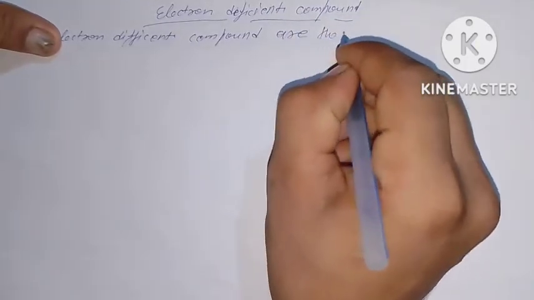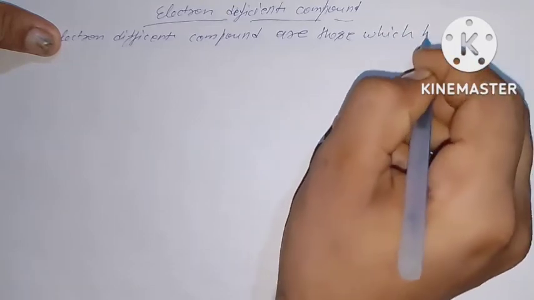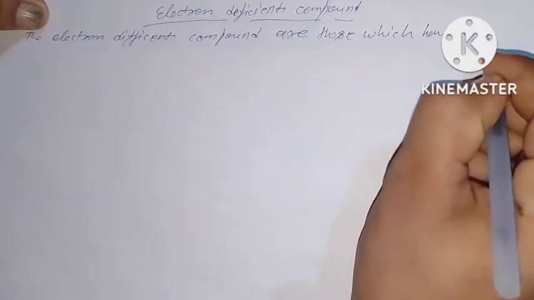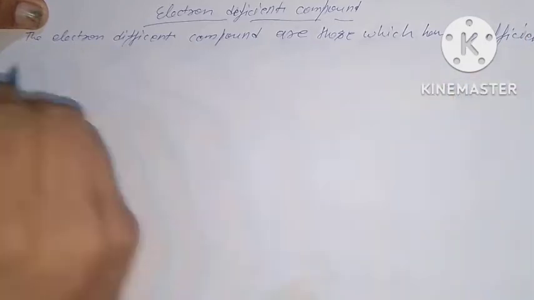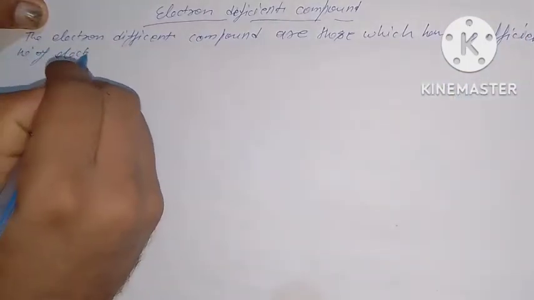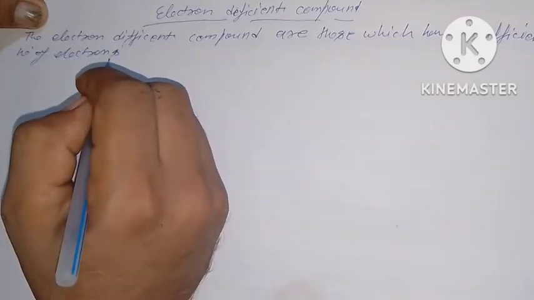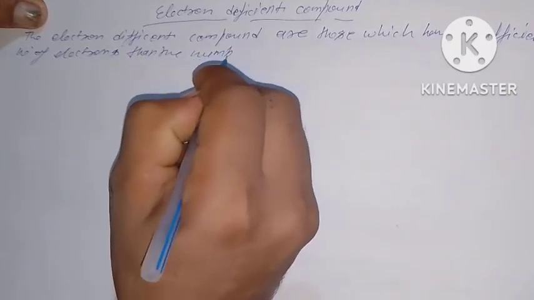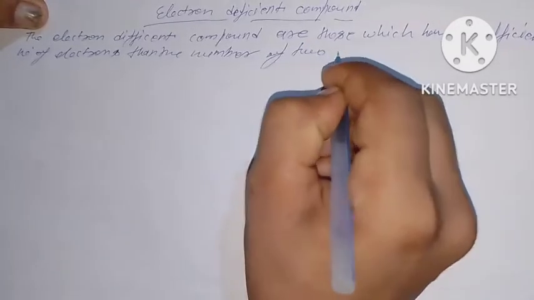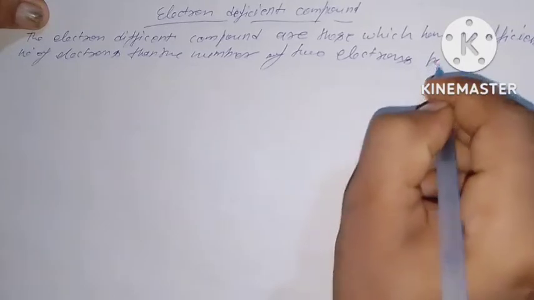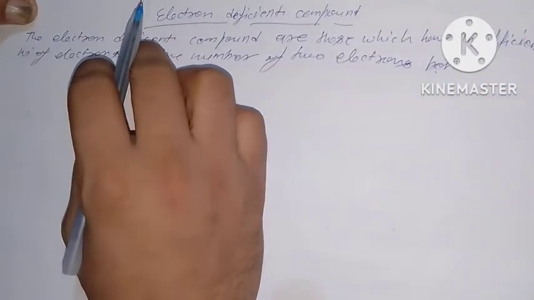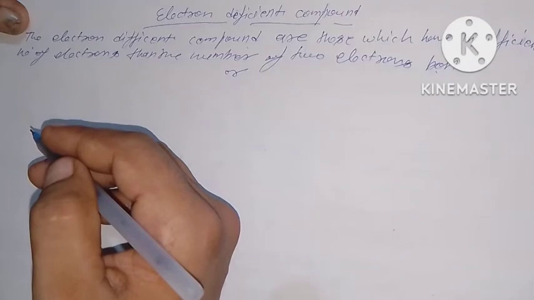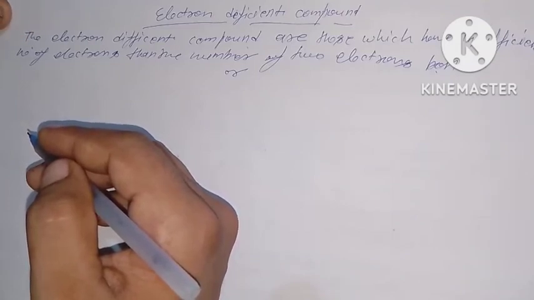The electron deficient compounds are those which have an insufficient number of electrons, insufficient number of electrons, than the number of two-electron bonds. The compounds in which there are not enough electrons to form two-electron bonds between the atoms are called electron deficient compounds.